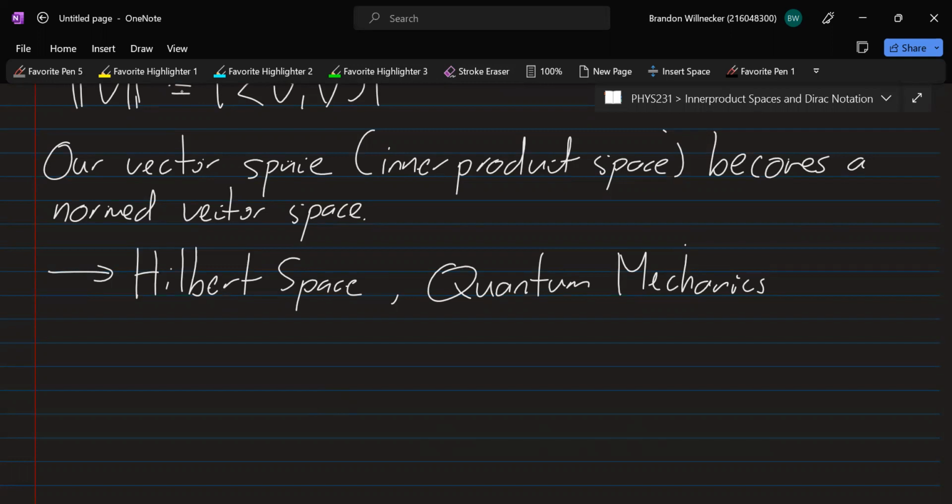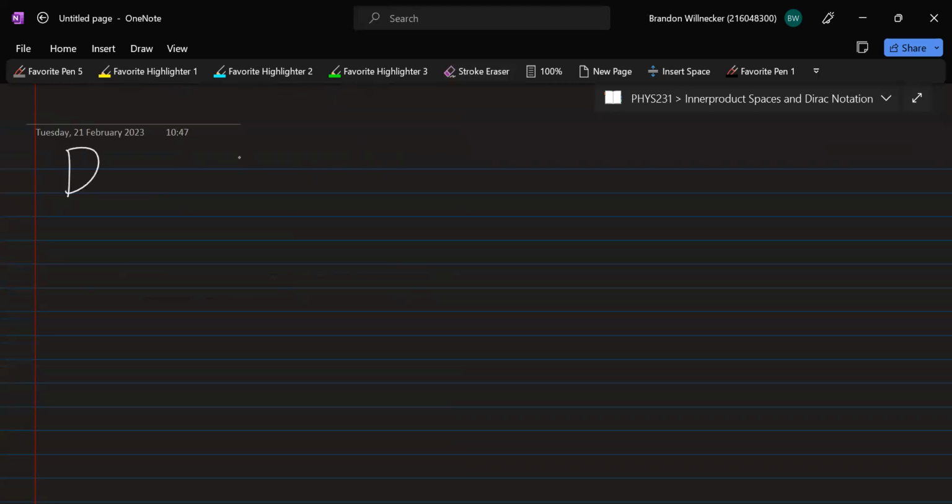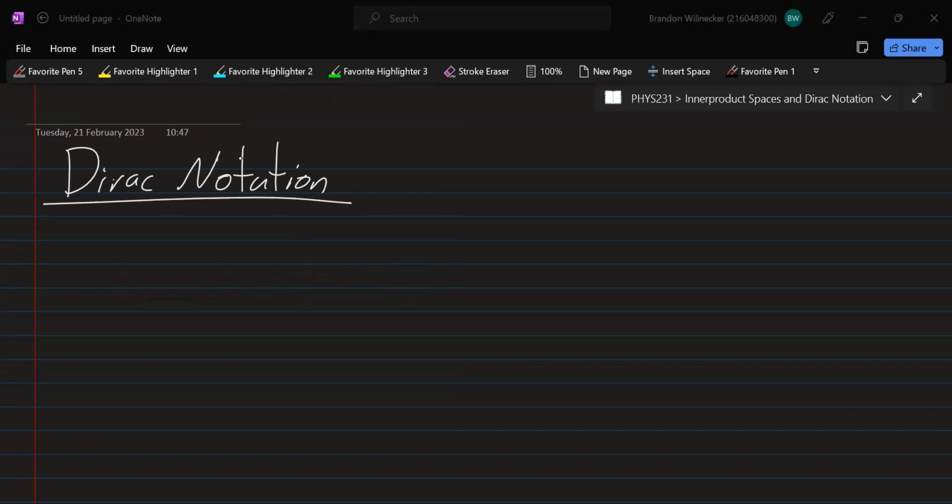But now we're going to be looking at a different way of writing things, different notation for vector spaces and Hilbert spaces, and we call that Dirac notation. This is the typical notation that is used in quantum mechanics, and it's just a different way of writing vectors and inner products. It's slightly different notation, and it's a bit useful when dealing with calculations. So how does Dirac notation work?